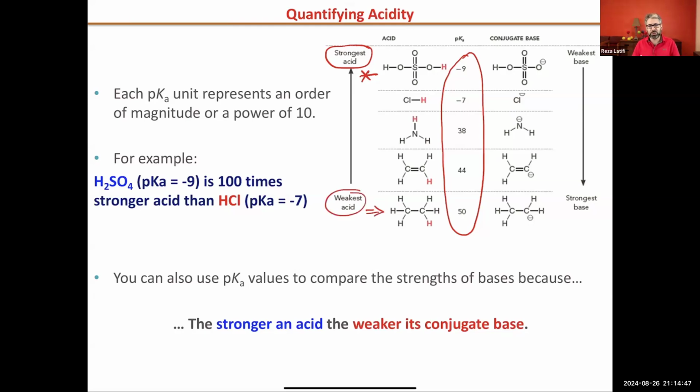And if the gap between them is 1 unit, that means the acid is 10 times stronger than the second one. A stronger acid will create a weaker conjugate base. Keep this one also in your mind.